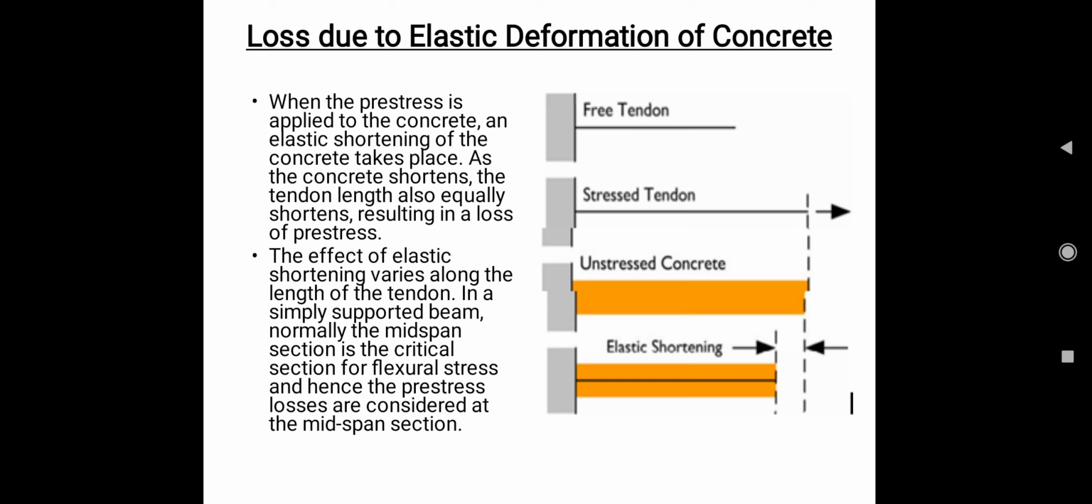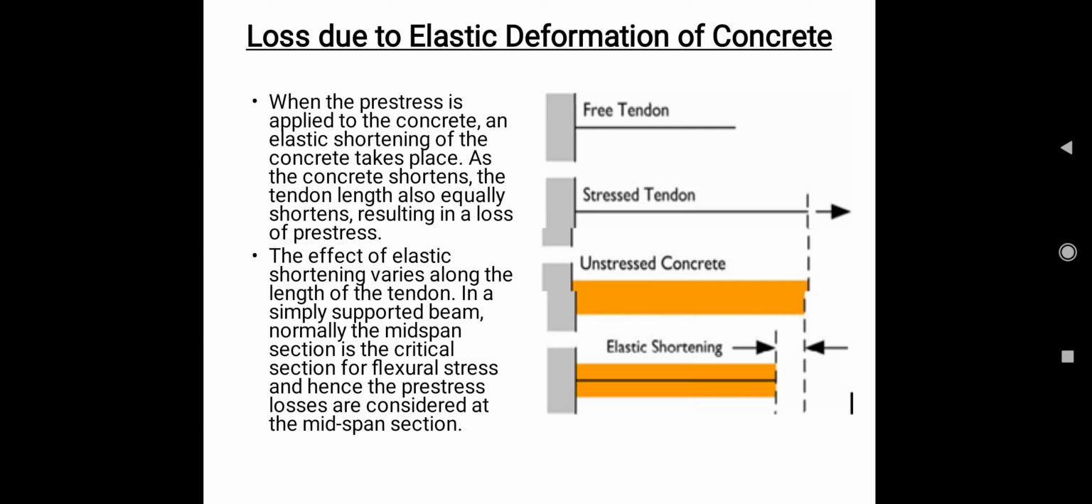So first let us see what is loss due to elastic deformation. Here, when the prestress is applied to the concrete, an elastic shortening of concrete takes place. As the concrete shortens, the tendon length also equally shortens, resulting in loss of prestress.